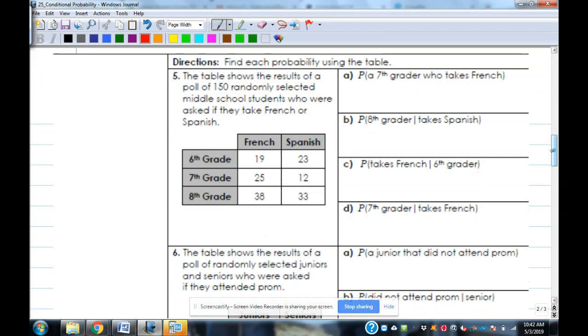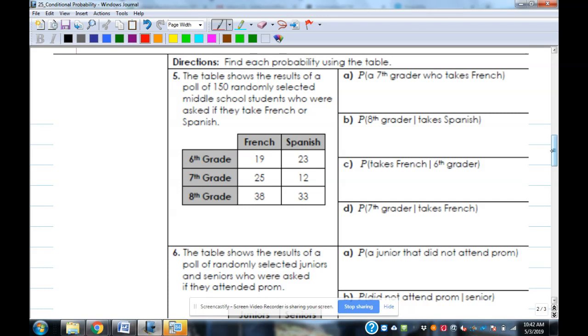All right. Got another table here. Find some probabilities. They write some of these in the given notation with the bar in the middle. Some of them they use other words that mean the same thing. So the table shows results for a poll of 150 randomly selected middle school students who were asked if they take French or Spanish. 6th, 7th, and 8th graders, and then we need to find these probabilities based on that.